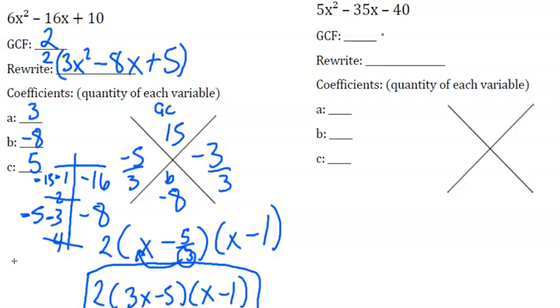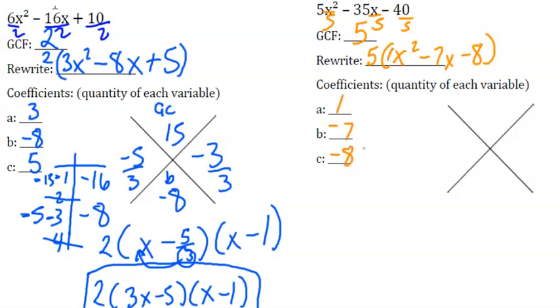5x squared minus 35x minus 40. The greatest common factor here is 5. So we're going to rewrite it with 5 parentheses x squared minus 7x minus 8. We just divide each of those by 5, just like we divided each of the other ones by 2 from the previous example. So in this case, A is 1, B is negative 7, and C is negative 8.